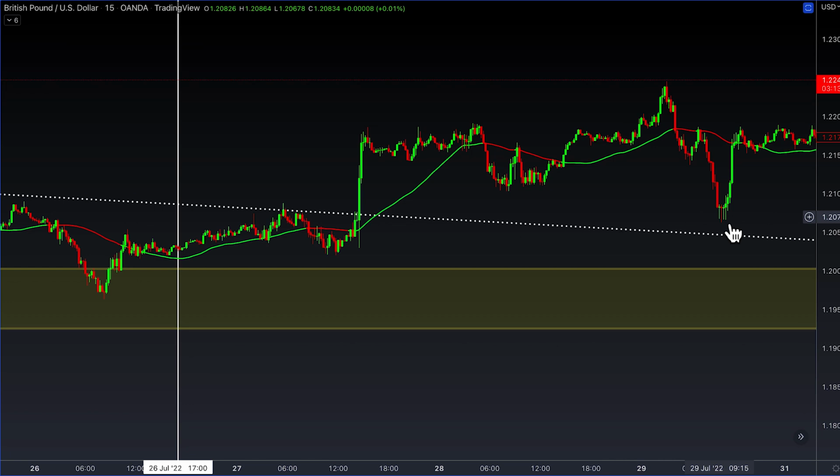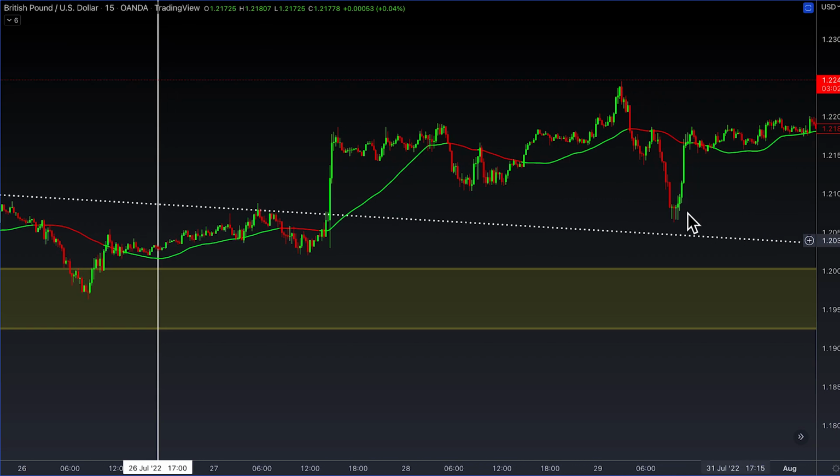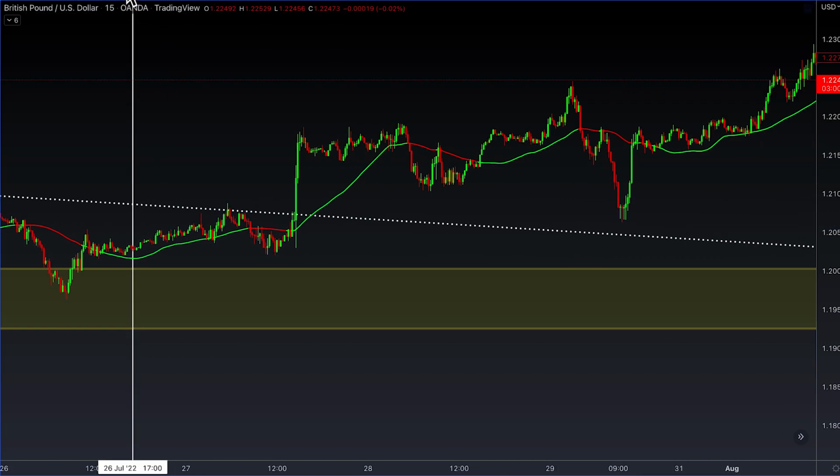Price did come back to it. Let me see how long. July 27th and July 29th. So it took a couple days, but it came down here and retested for you. But let's go back to the hour chart.